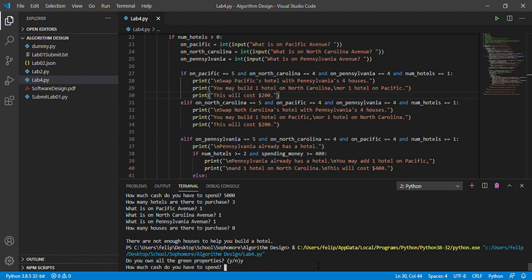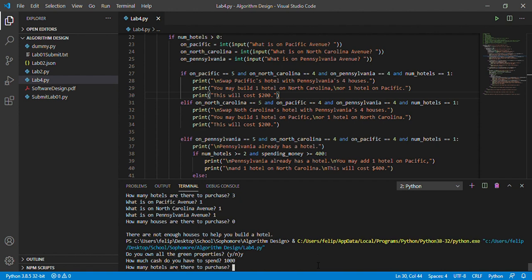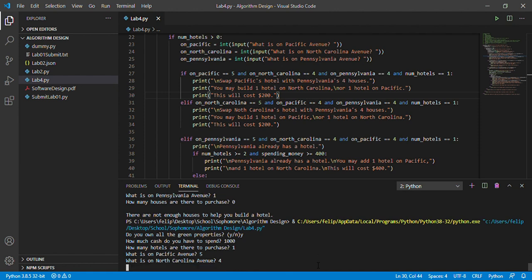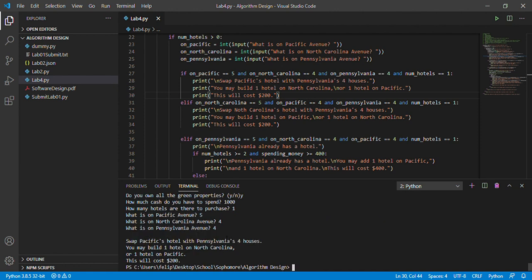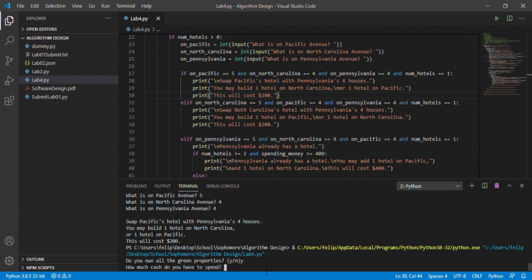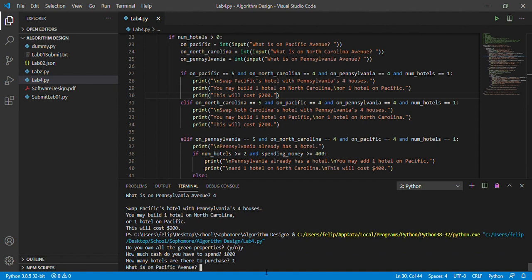Next test case, we have $1,000 in the bank. There is one hotel to purchase, and then we have a hotel in Pacific, so we need to swap it with Pennsylvania's houses. And since we already have some money left over and there's one hotel in the bank, we can add a hotel to either of the other properties. And then the same thing for North Carolina.